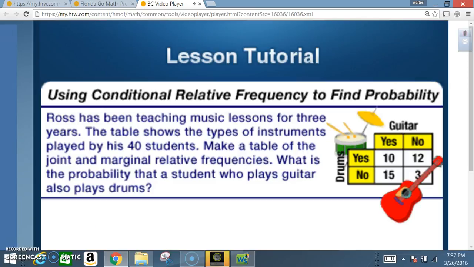The table shows the types of instruments played by his 40 students, and you'll notice just drums and guitar. Our mission is to make a table of the joint and marginal relative frequencies, and then figure out the probability that a student who plays guitar also plays drums.